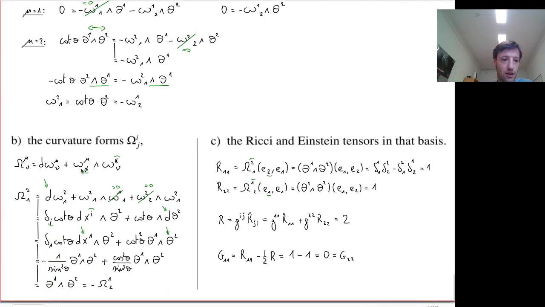Now you use the second Cartan structure equation, this one and this one, so the spin connection, we already computed it. Just go for the exterior derivative of your spin connection, your connection form, and that's what you get. Once you have your curvature form, you just project it on the Cartesian basis. Then, once you have your Ricci tensor, you perform the contraction to get the Ricci scalar, use the definition of the Einstein tensor, and you are done.